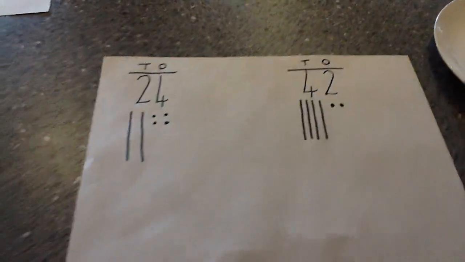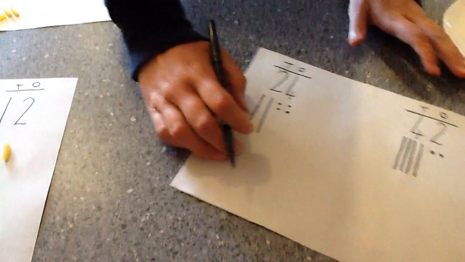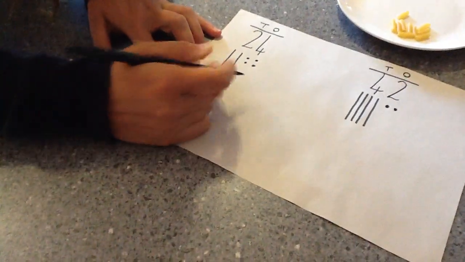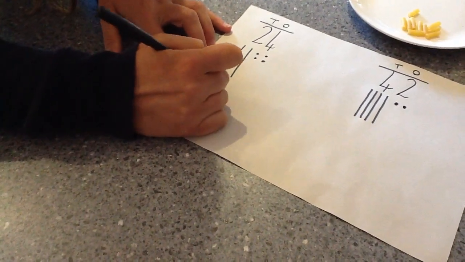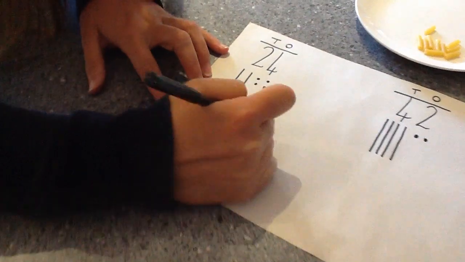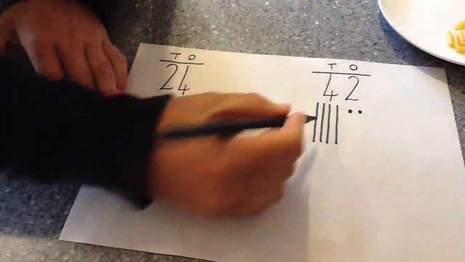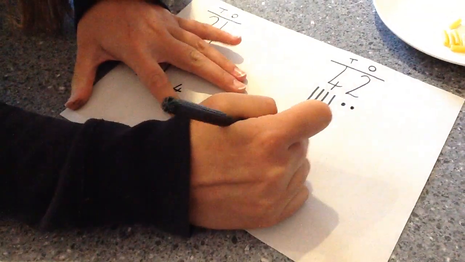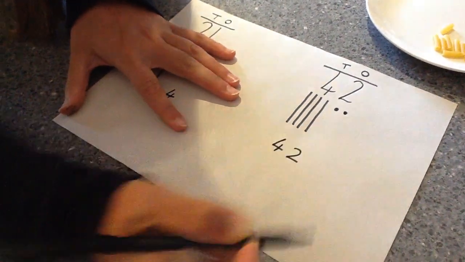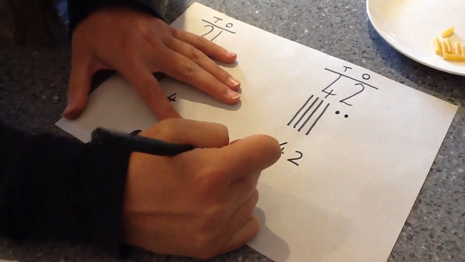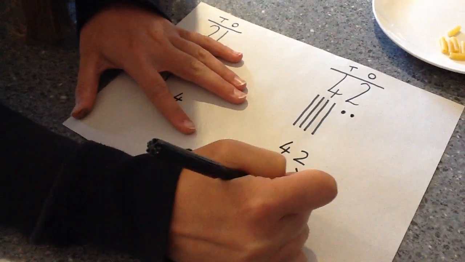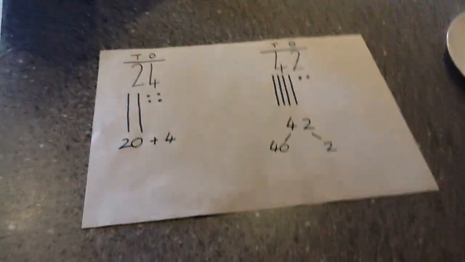So the number 24 is made up of this number, which is 20 and 4. So 20 and 4 make 24, and the same here. And sometimes at school how we've done it is we have broken the number like this, and we have said it's 40 and 2 to make 42.